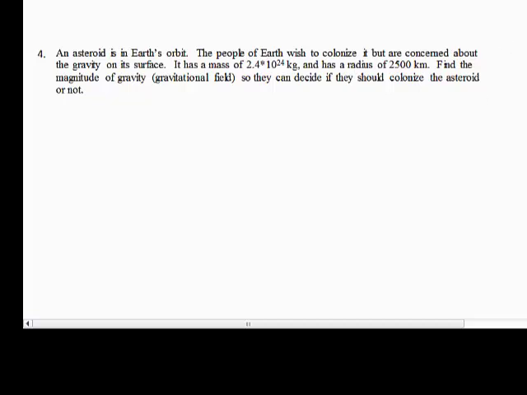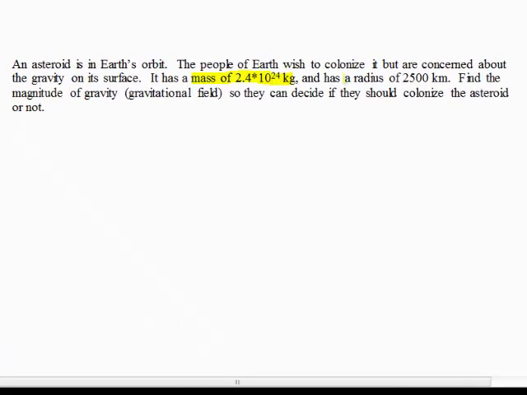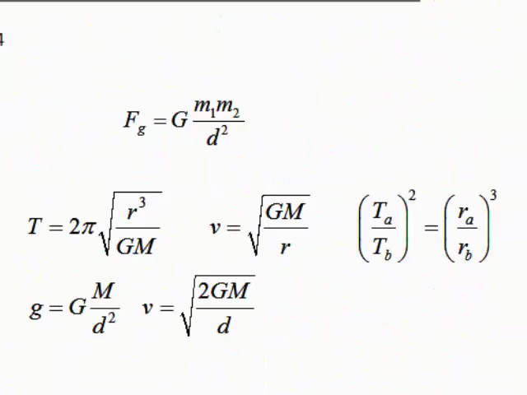Okay, well first I'm going to write down what we know. I've got a mass here, and I've got a radius here, and I'm trying to find the magnitude of gravity. And then the author said gravitational field. Okay, so I've written down what we know, the mass of the asteroid, the radius of the asteroid, and gravitational field is little g. So going back up and looking at my equations, there is only one equation with a little g in it. It's this guy right here.